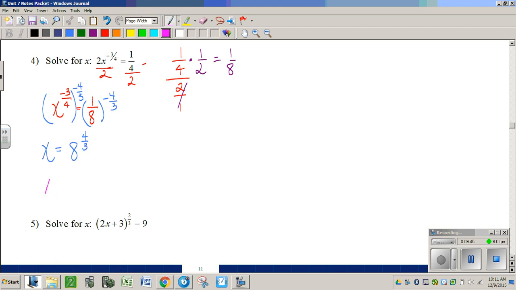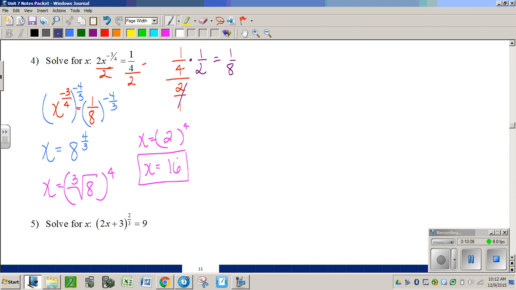All right, we are going to take the cubed root of 8, and when we get done doing that, we're going to raise it to the 4th power. Cubed root of 8 is 2. All right, now raise 2 to the 4th power for me. Nice. You guys are doing great at these. All right, we have 16 there.